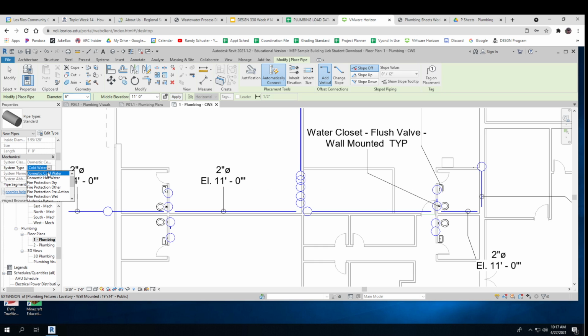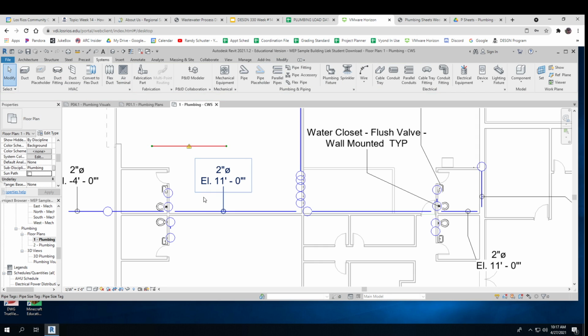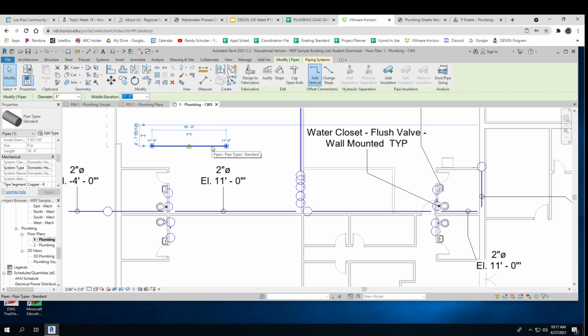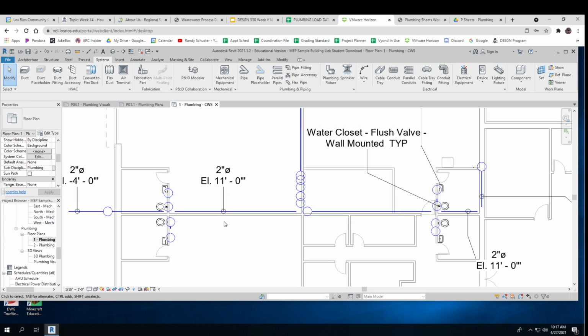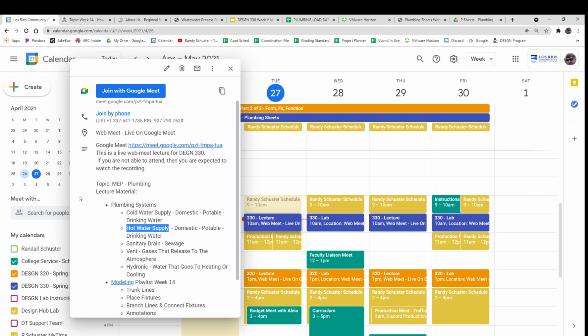And if I wanted to put a hot water pipe in, you'll see it's red. That's really cool. Cold blue, red hot in Revit. Okay, so that's kind of neat. That's hot water supply. The next one to talk about is sanitary drain.